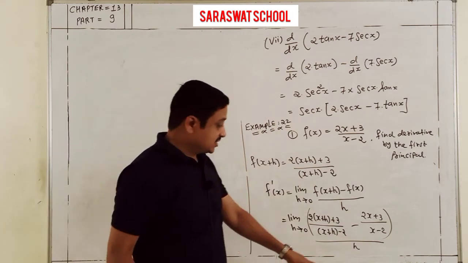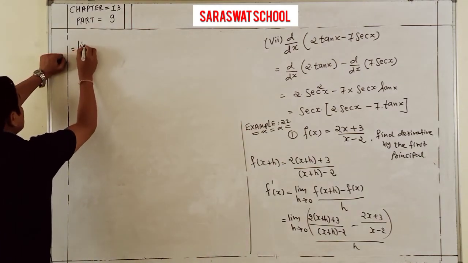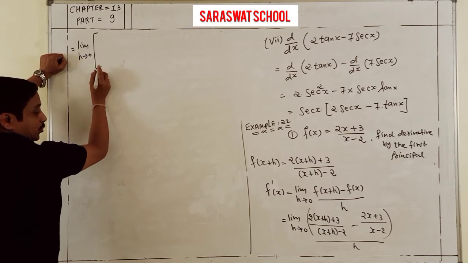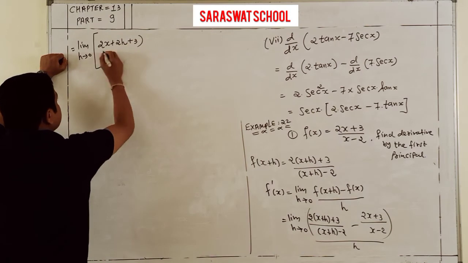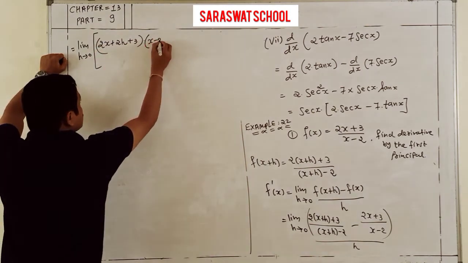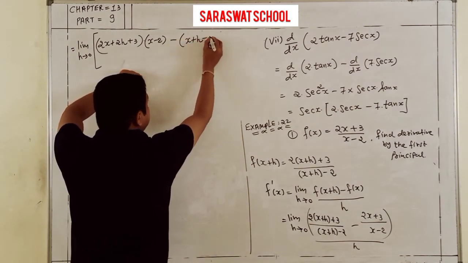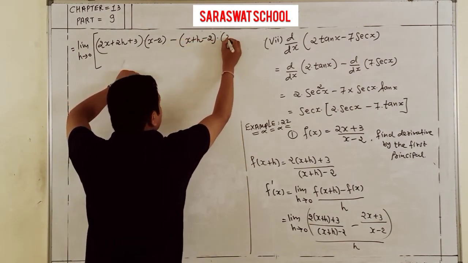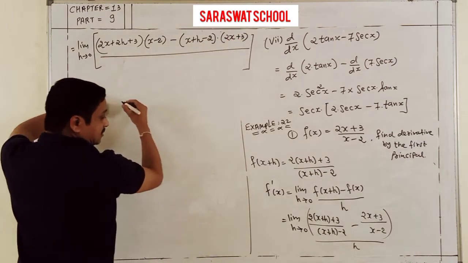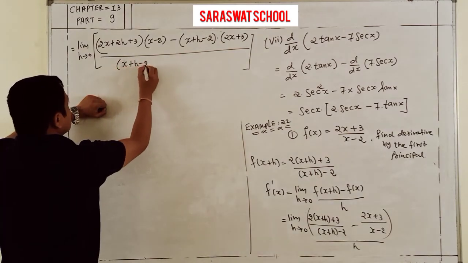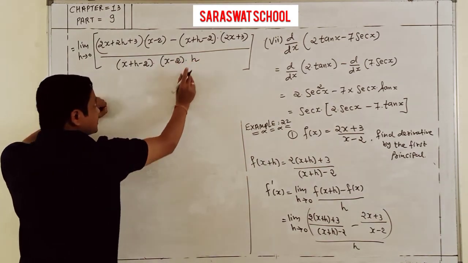Yes students, I am just removing that. So limit h tends to 0. Here apply the product rule: (2x + 2h + 3)(x - 2) minus (x + h - 2)(2x + 3), upon (x + h - 2)(x - 2), with h as it is.